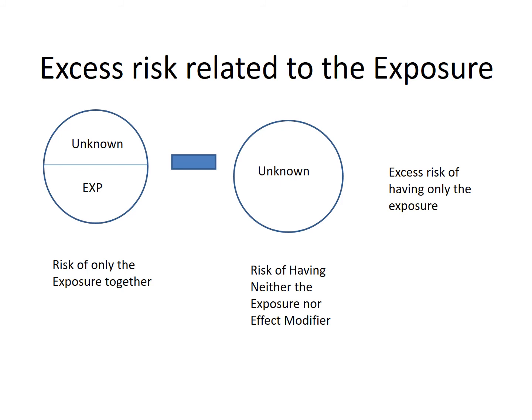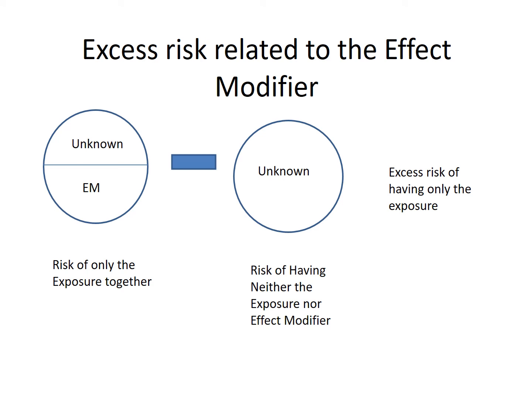Again, we start with the concept of looking at the excess risk related to the effect modifier and the exposure together, so the joint risks. But then we also need to calculate the excess risk just related to the exposure. And then we need to compare that to the risk just related to the effect modifier, add those two up and compare them to the risks related to both together.